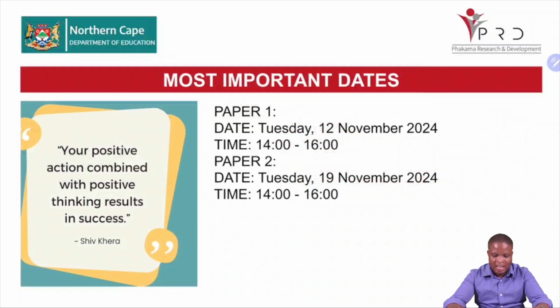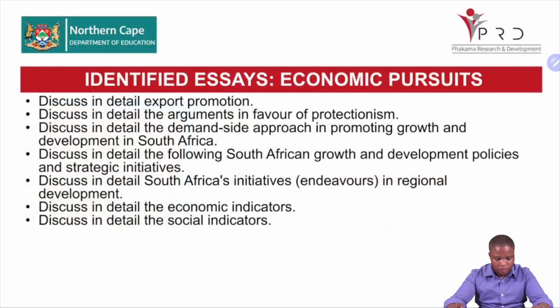You need to revise using the previous question papers. Then you'll be ready for your papers, both paper 1 and 2. Alright, so these are the identified essays on economic pursuit. I've already mentioned essays that are identified on the macroeconomics. Let's look at the ones that are identified in your economic pursuit.